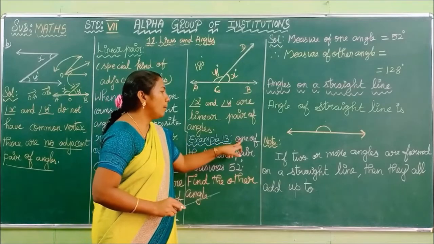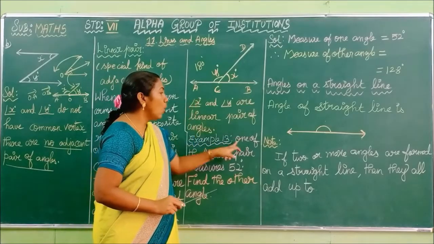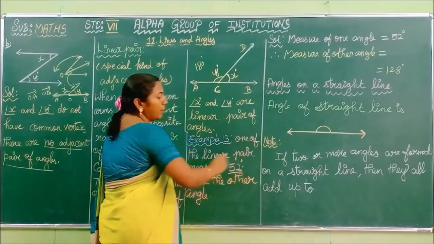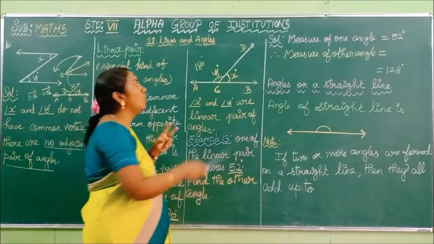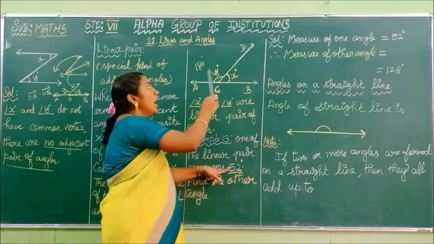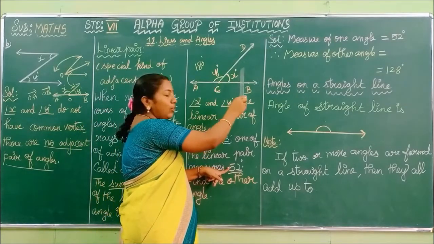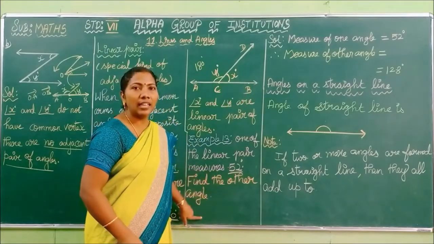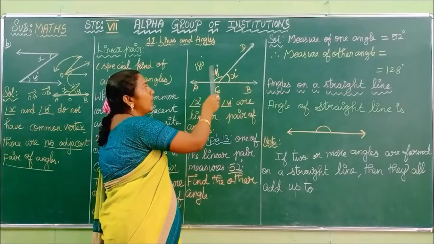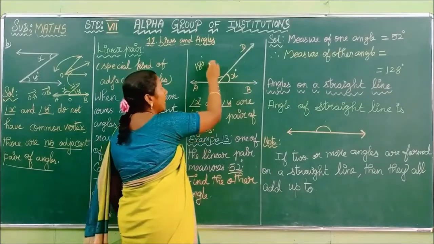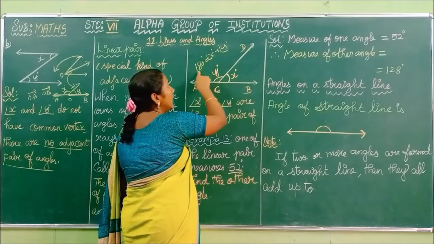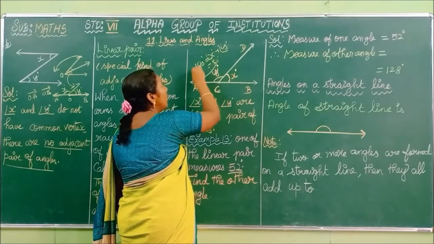Example 13, based on the linear pair concept. One of the linear pair measures 52. One of the linear pair means two angles only. Don't take more than two. One of the linear pair measures 52, so among the two angles, one angle is 52. And what is the question? Find the other angle. Suppose you take x as 52, we have to find the value of y. We know if you add x plus y, you get the answer 180 degrees. So to find the other angle, you have to subtract the known angle from 180 degrees.